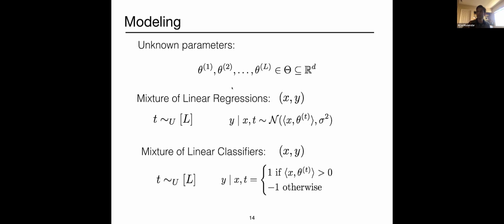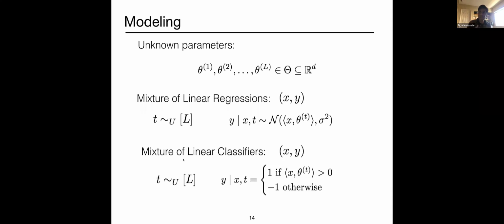How do you generate samples from mixture of linear regression? You can uniformly choose a t from 1 to L, and then given whatever you have chosen, you get to see a label which has mean x times theta_t, the inner product of x and theta_t. So this is like a linear model plus Gaussian noise with variance sigma square, right? You may not have this noise, then this is just going to be x times theta_t.